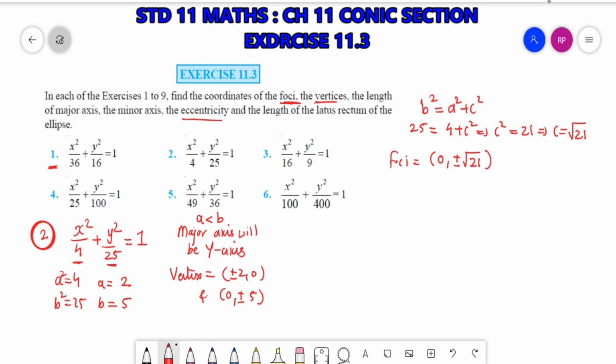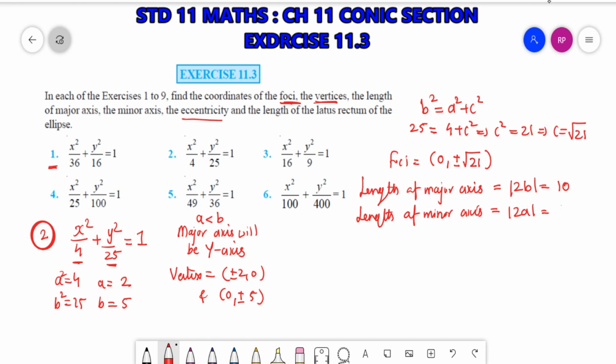So we completed foci and vertices. Length of major axis will be equal to 2b, because y-axis is major axis. So 2 into 5, 10. Length of minor axis will be equal to 2 into a, because y is major, so x will be minor. So 2 into 2, 4. Eccentricity e will be equal to c by b, since y axis is the major, so that will be equal to root 21 upon 5.